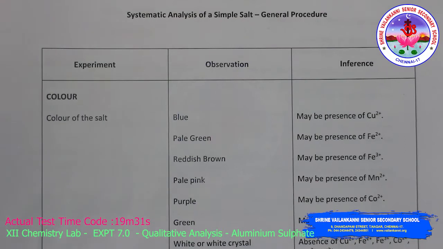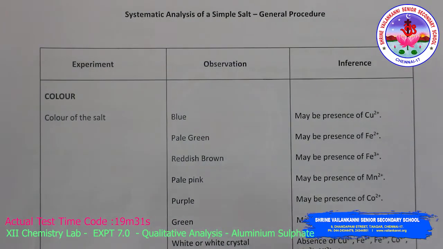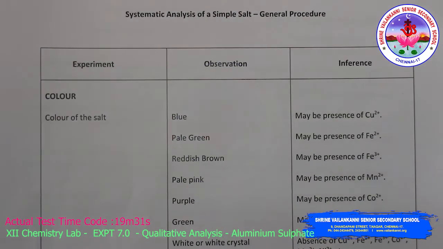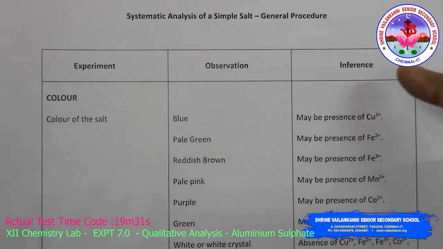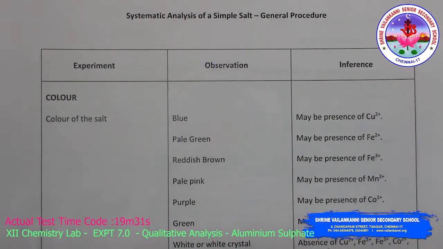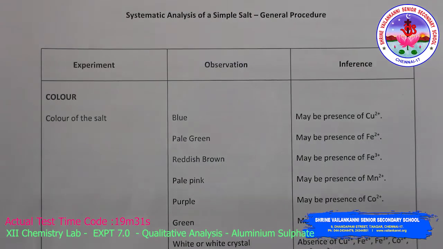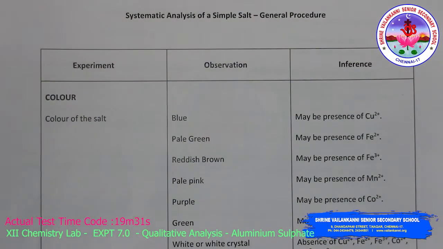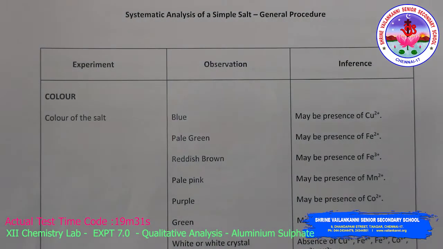Now look at the general procedure. The general procedure is the systematic analysis of a simple salt: experiment part, observation part, and inference part. You have to prepare three columns: experiment, observation and inference. First, you have to note the color of the substance. In the experiment part, color of the substance.